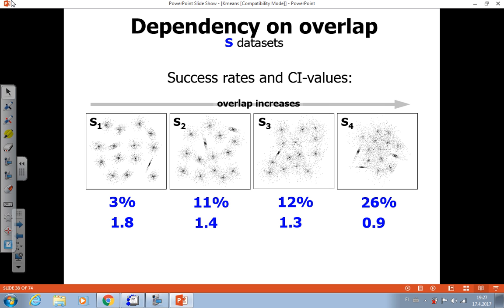Remember we had 4 different questions to ask about how k-means behaves. The first one was the overlap. So what is the dependency on the overlap? The S sets have increasing overlap from S1 to S4, and you can see the numbers here are the CI values, and the success rate is above. Now you can think why it's not an integer value: it's because it's an average over something like 5,000 different runs.